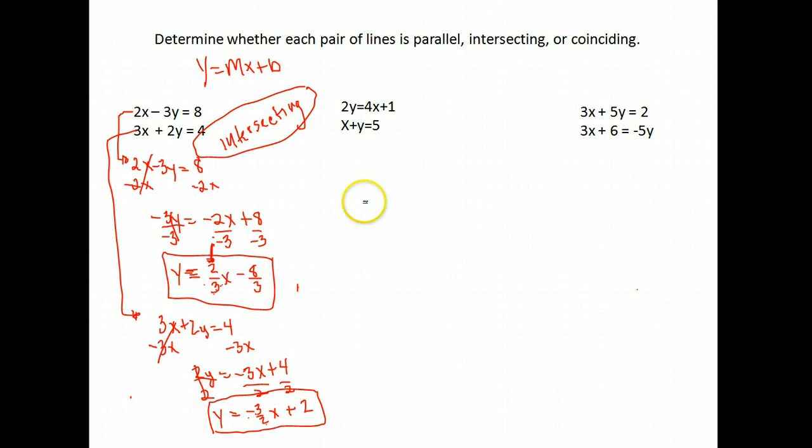Here's the next one. Okay? Again, these are not in the correct form. They don't have y all by themselves. So we have to set them up in the correct form. Let's take them one at a time and do that.